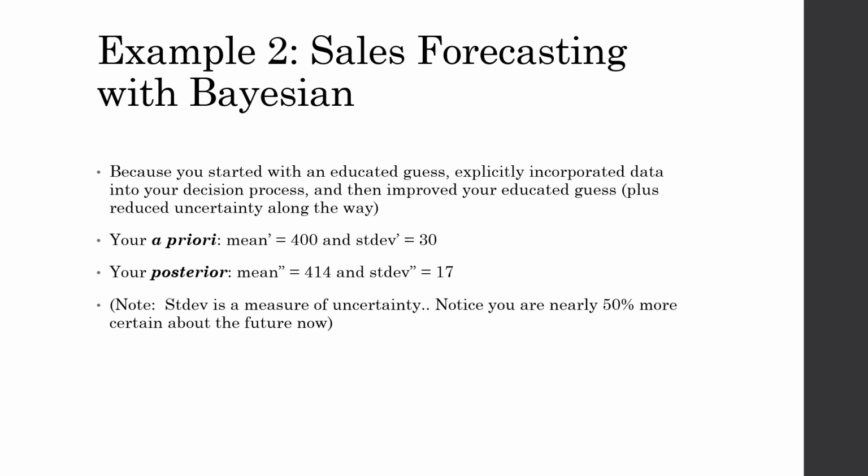So in other words, you are 50% more confident in your estimates for stores, and that's reflected by the relationships between the standard deviation. Obviously, 17 is about half of 30. All right, now we can even go one step further and start looking at the distributions assigned to these.